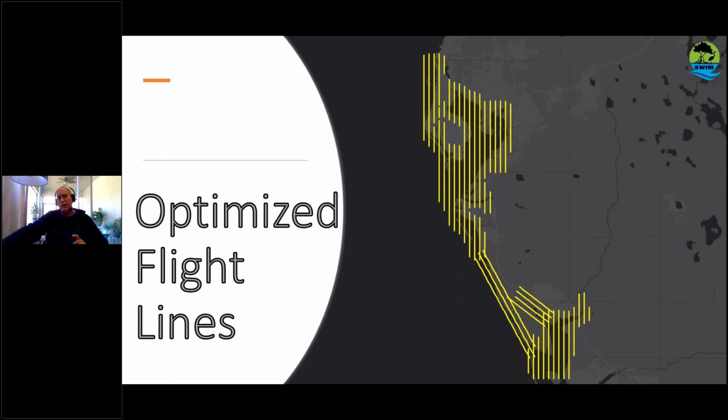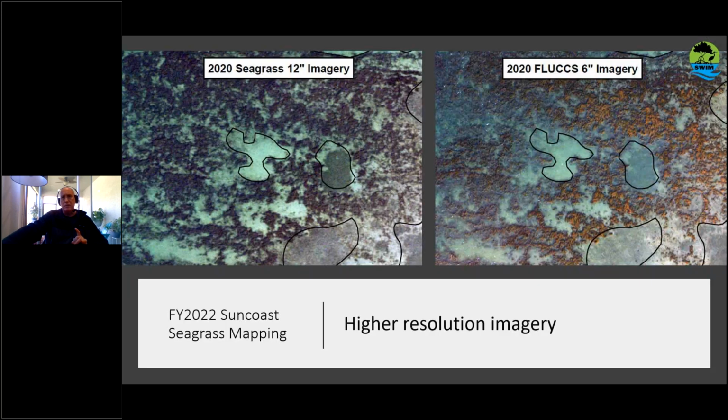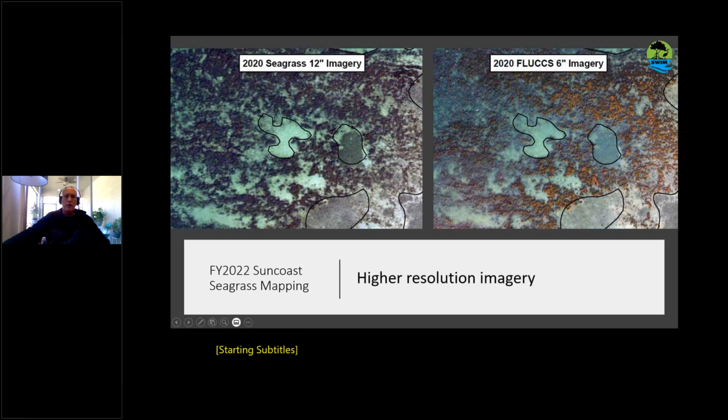Now, the main reason why we optimized our flight lines is because this year we're moving away from the 12-inch pixel resolution and we're using 6-inch pixel resolution imagery. And this is going to, we think, give us much higher resolution imagery.